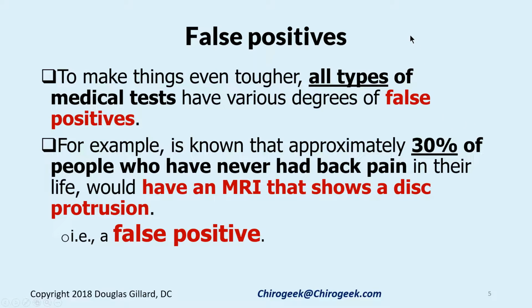Another problem is false positives with medical testing. Okay, that's a big problem. For example, we know that approximately 30% of people who have never had back pain in their lives, if you just grab them off the street and put them in an MRI tube and take an MRI, they'll have a small disc protrusion, yet they've never had pain. That's an example of poor specificity or a false positive.